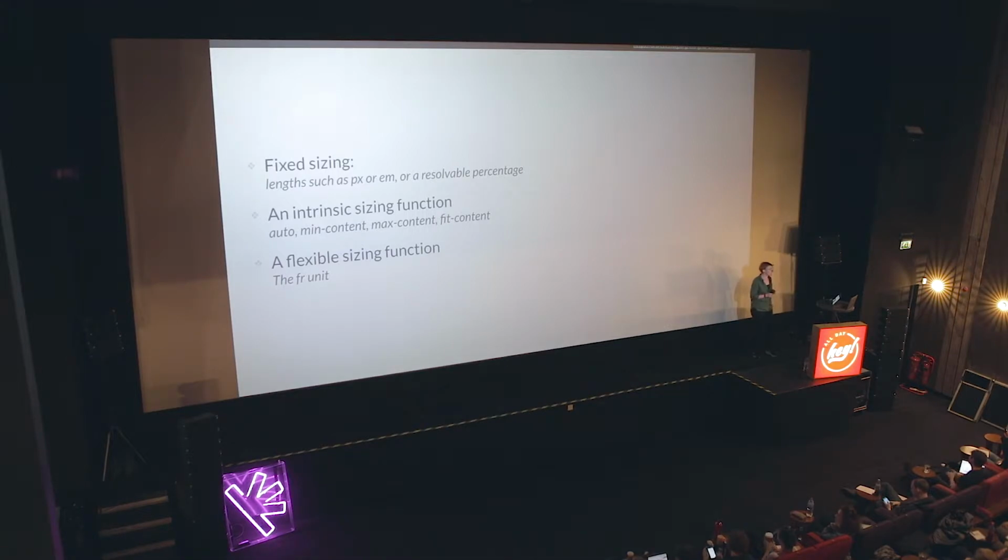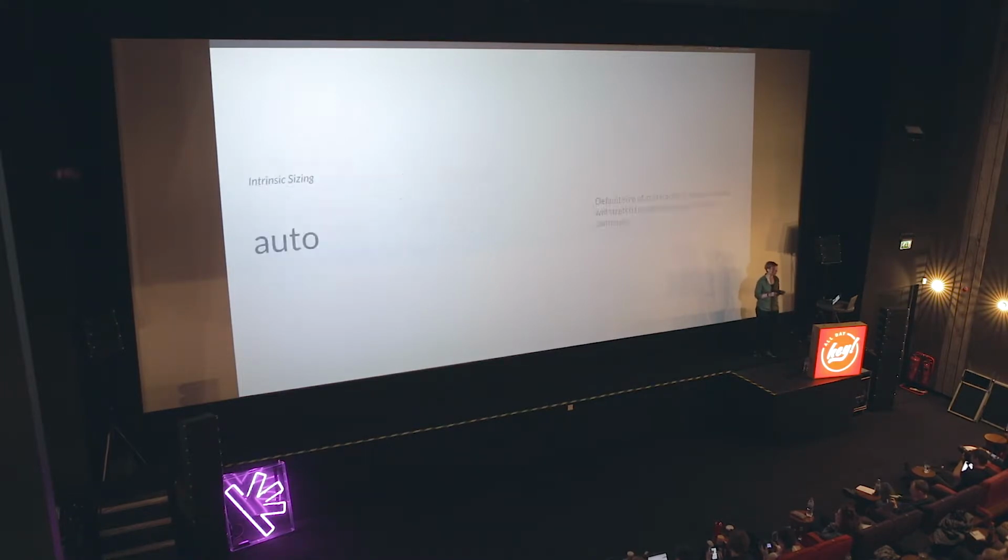Well, there are three types of sizing we need to care about: fixed sizing, intrinsic sizing, and flexible. Fixed sizing is the thing that we're all familiar with. It's how we've been doing layouts for years. So you have length units, pixels, ems, whatever, and percentages are also grouped in with that because although we might see them as being flexible, they actually resolve to a fixed size. And then we have intrinsic sizing. The intrinsic sizing that you're probably familiar with is auto. It's a type of intrinsic sizing. But we also have the specific intrinsic sizing keywords of min-content, max-content, and fit-content.